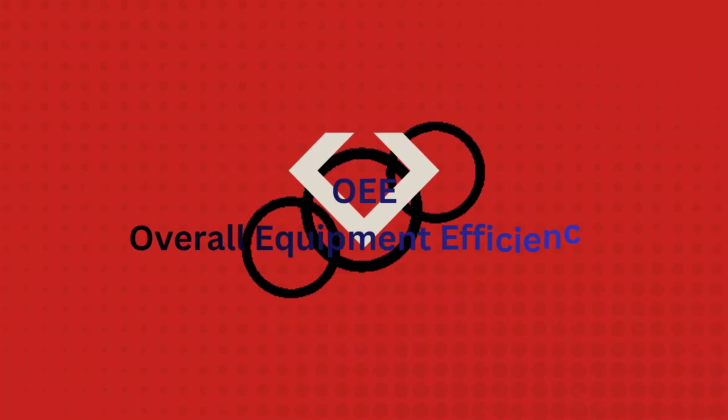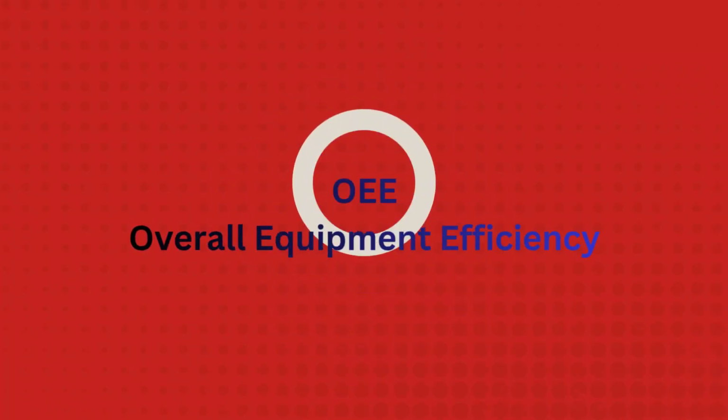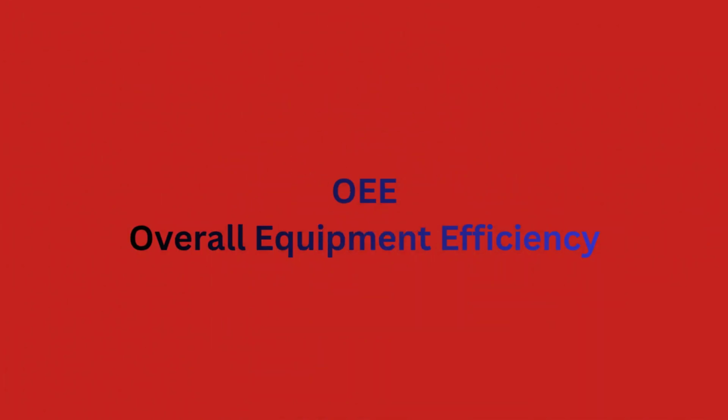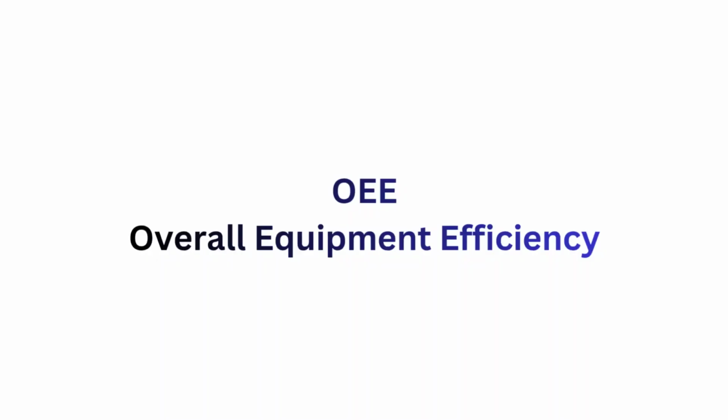Hello guys, welcome to today's video on OEE, that is overall equipment effectiveness. OEE is a very common term that is used in manufacturing units. Now this term is used to calculate the capability of a production unit. You might have heard it commonly. Now let's understand it in detail.